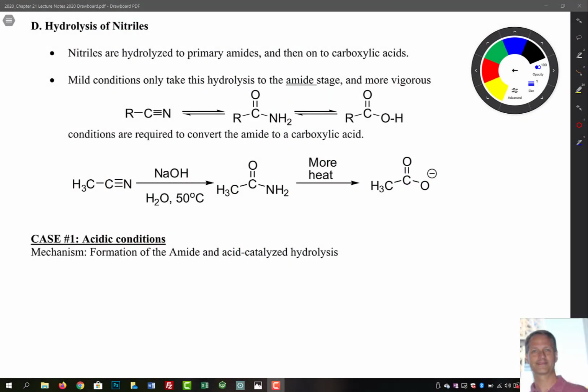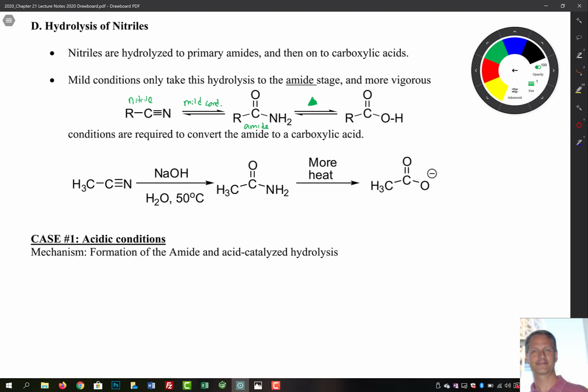Well, let's take a look at the hydrolysis of nitriles. Again, this can occur under acidic or basic conditions. The idea here is that we start off with a nitrile, and here we'll just call this mild conditions. That'll form the amide, and then often we use heat here to indicate that this reaction should continue on to form the carboxylic acid.